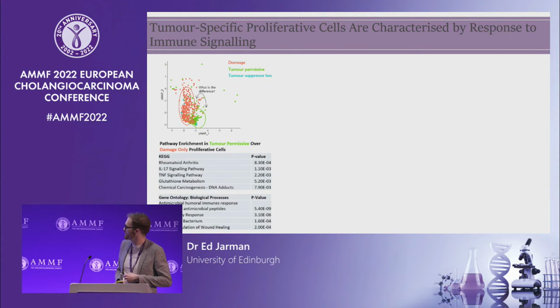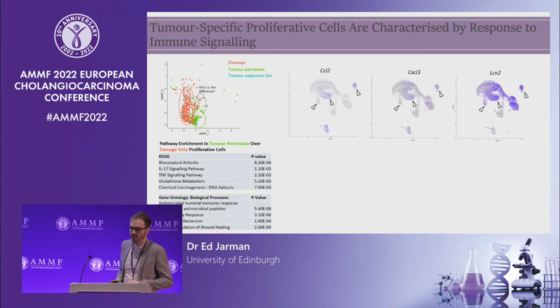And one of the ones I'm most interested in, which has been teed up perfectly today, is interleukin 17. We see an interleukin 17 signature specifically in proliferative cells in the tumor permissive state that we don't see when the liver is damaged on its own. In terms of gene ontology, we also see a positive regulation of wound healing, upregulated once again more than just the damage alone group. So this is a tumor permissive upregulation of regenerative and wound healing pathways.